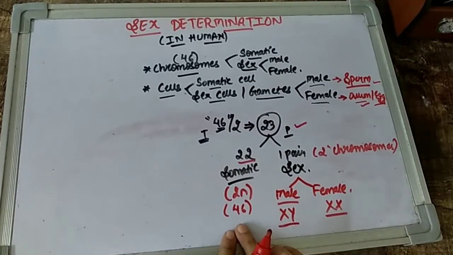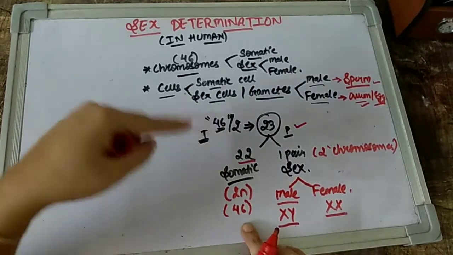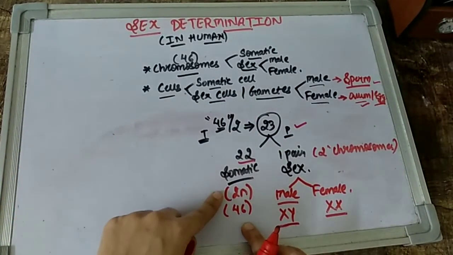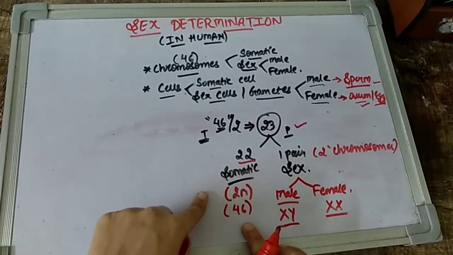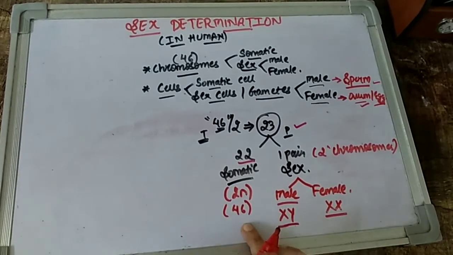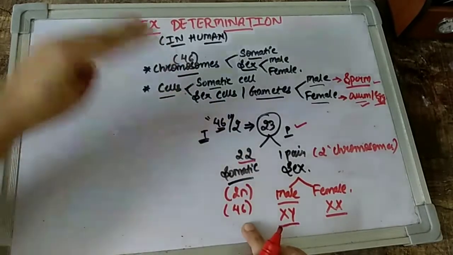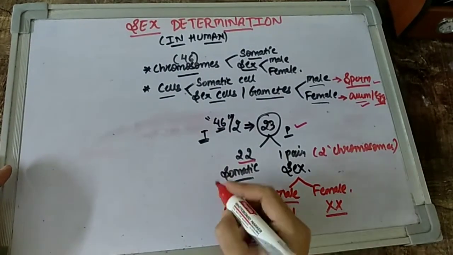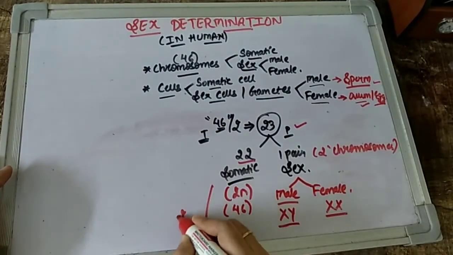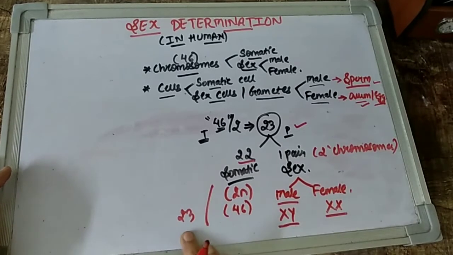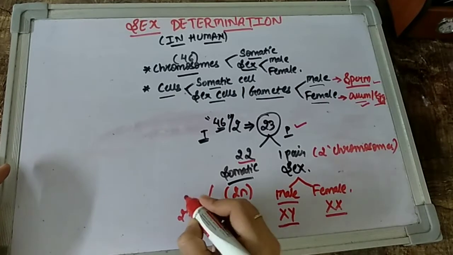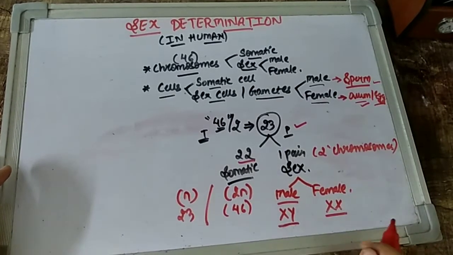So a cell, children, which has 46 chromosomes inside its nucleus is said to be which type of cell? A diploid cell. Diploid, as I said, means the complete set of chromosomes, the entire number of chromosomes. So if such a cell has only 23, or half the number of chromosomes, then what will you call such a cell? It is known as haploid.